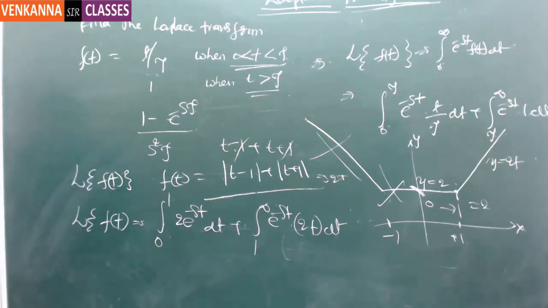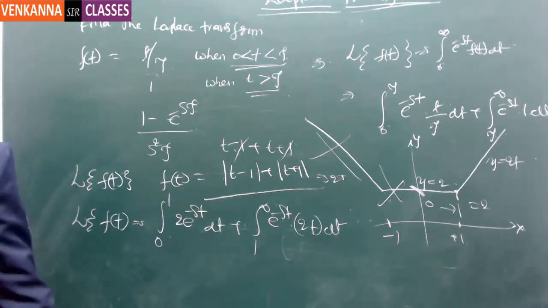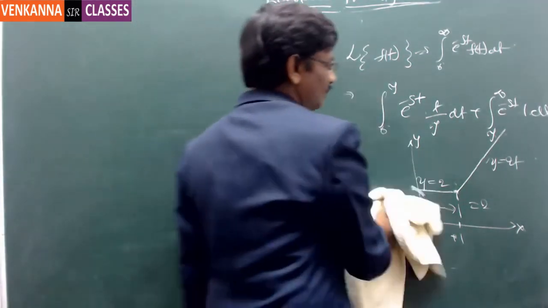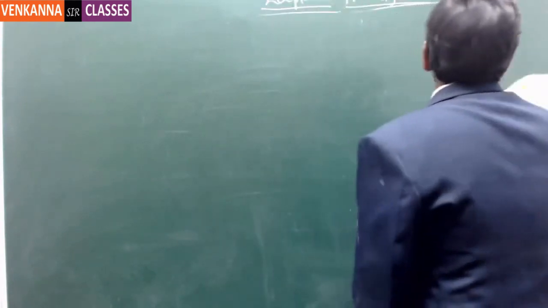Got it? So 2 by s into 1 plus e power minus s divided by s. I think that is correct. Yeah, 2 by s into 1 plus e power minus s by s. That's correct. Now, I hope everybody got the answer. So this integral you have to find out. That is a simple integral only. This is the final last question. You should be able to solve this. If you solve this, you know how to find a Laplace transform.